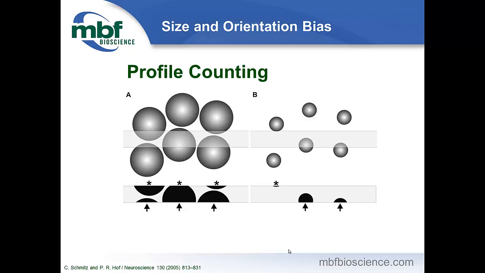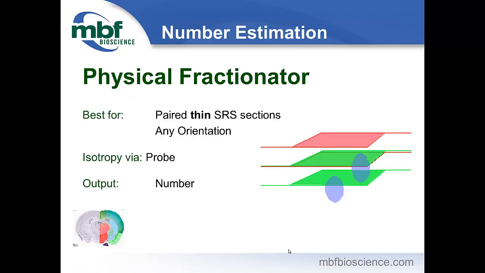But what if you have thin tissue? So if you have thin tissue, we recommend a probe called the physical fractionator. And in this case, it's not sufficient that you have thin sections. You also need to have pairs of thin sections. They can be prepared in any orientation because the probe itself provides the isotropy, and the number is the output that you get out of this probe.